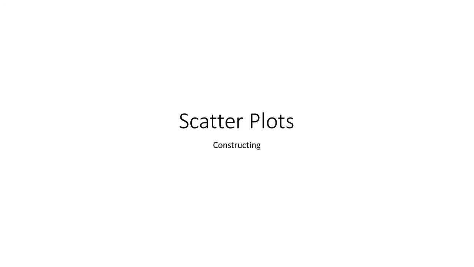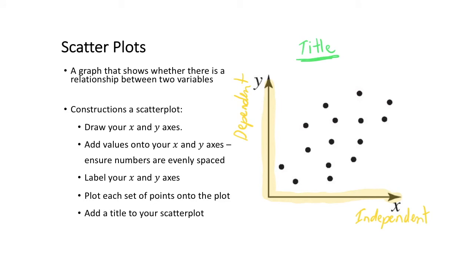This video is going to have a look at how do we construct a scatterplot. A scatterplot is a graph that shows the relationship between two variables. It's plotted on an x and y axes. The scatterplot needs to make sure that it has a title and the labels for x and y labeled clearly with an appropriate scale on both of them to be a complete scatterplot. So let's have a look at an example of how do we construct a scatterplot.